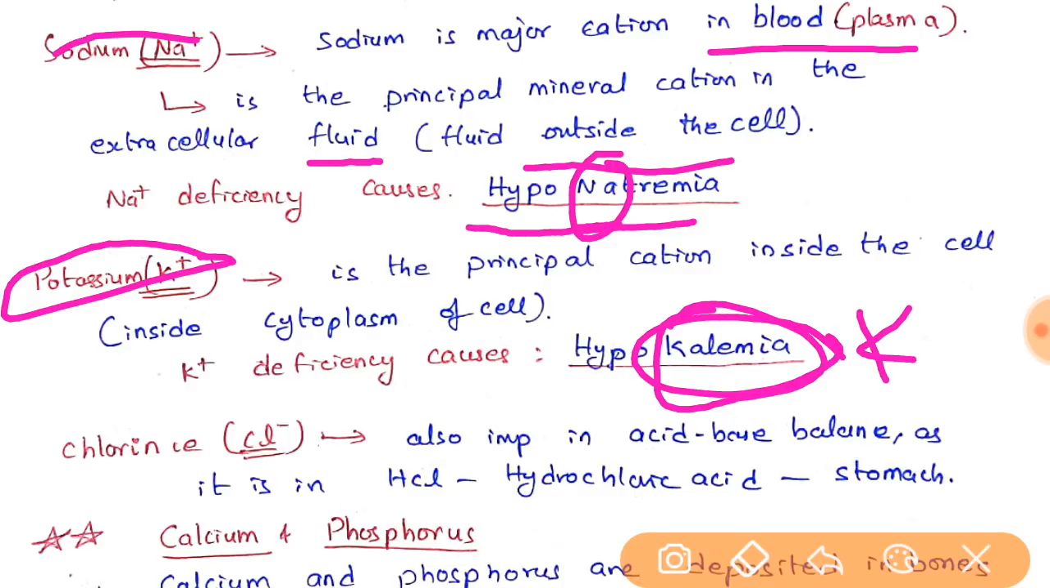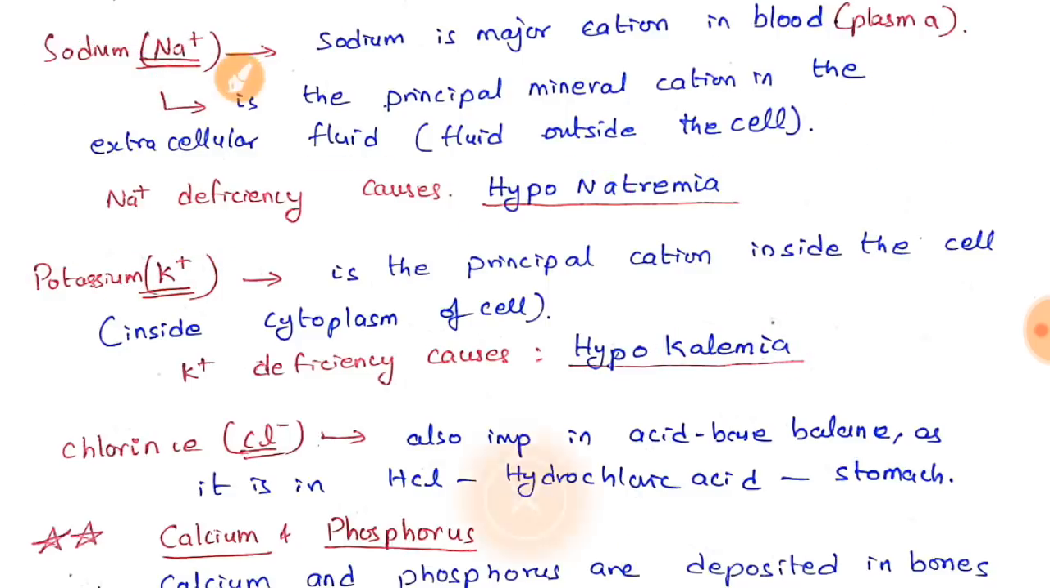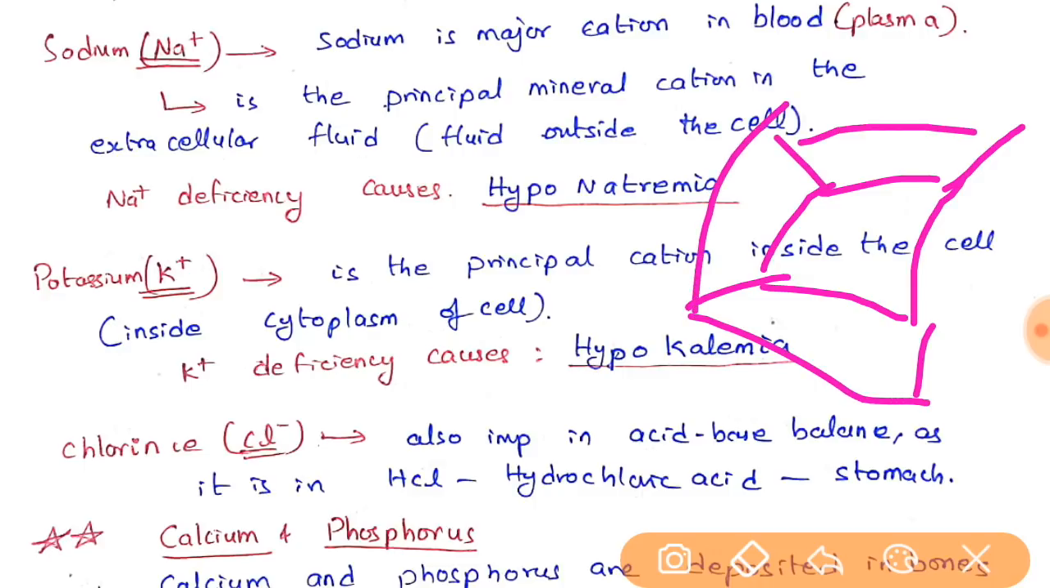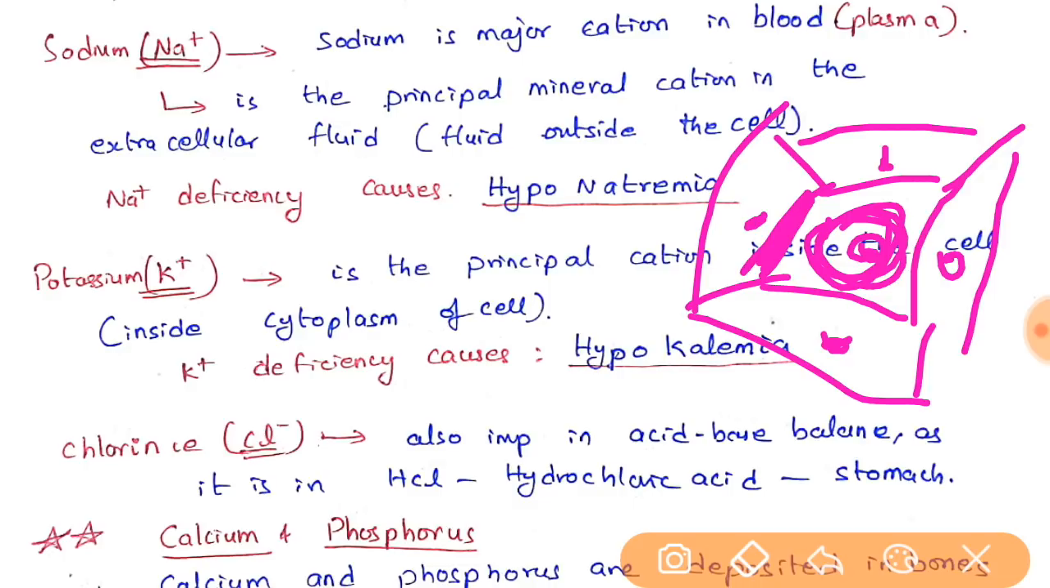See, friends, this sodium ion is very important. If you have cells like this, cells are connected, friends. This is a nucleus, this is a nucleus, this is a nucleus. Inside the cell we need potassium ions. Outside the cell, in between, there is some fluid, friends, between the cells. So in this fluid we need sodium ions.